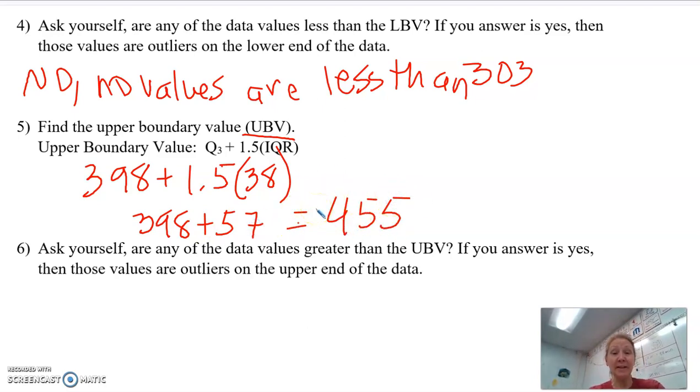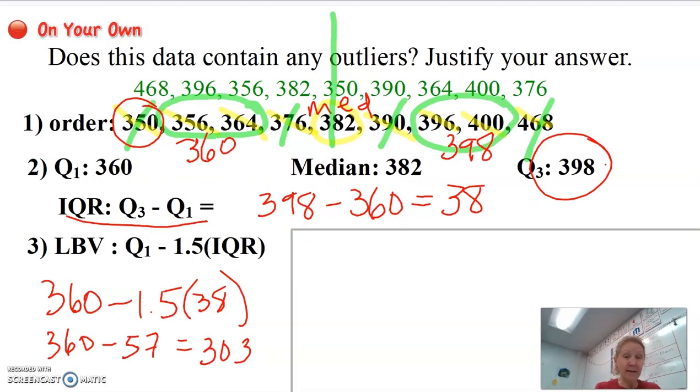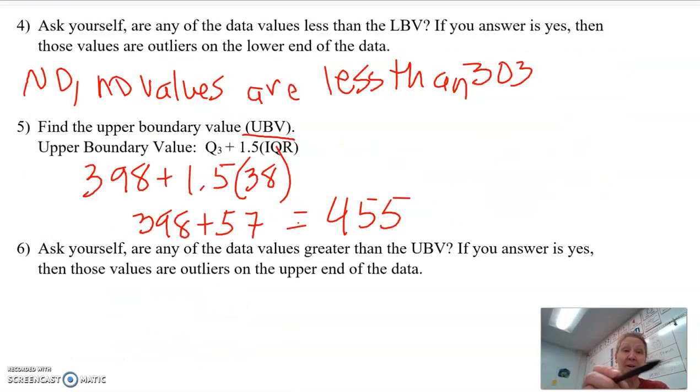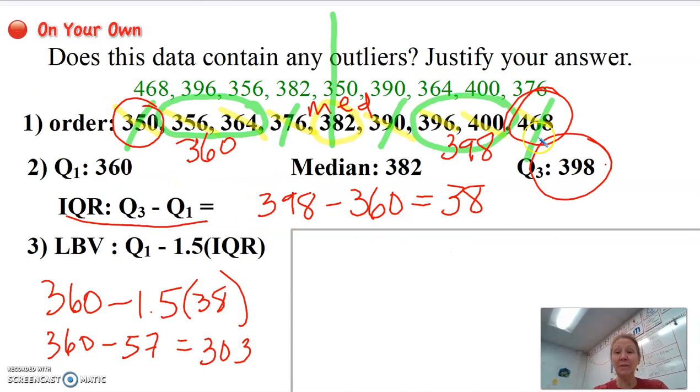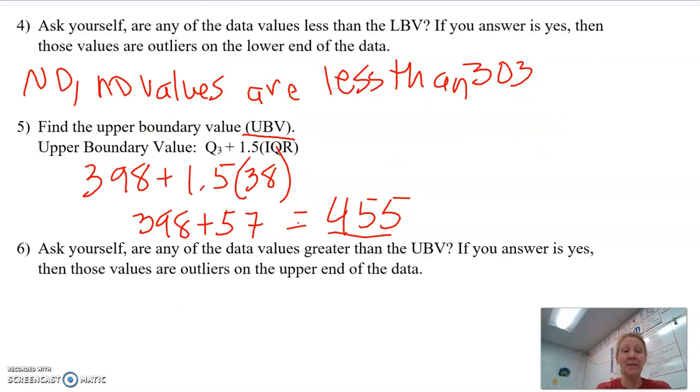So I have to look at the data and see if there are any numbers bigger than 455. I go back to my data. There it is. 468 is in the data set. That number is bigger than the upper boundary. If you have numbers bigger than the upper boundary, they're outliers. So 455, definitely bigger, right? 468 is bigger than 455.